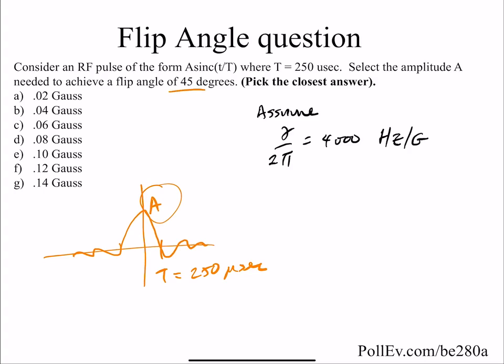You can assume that gamma over 2 pi is equal to 4,000 hertz per Gauss, so all the math is easy.